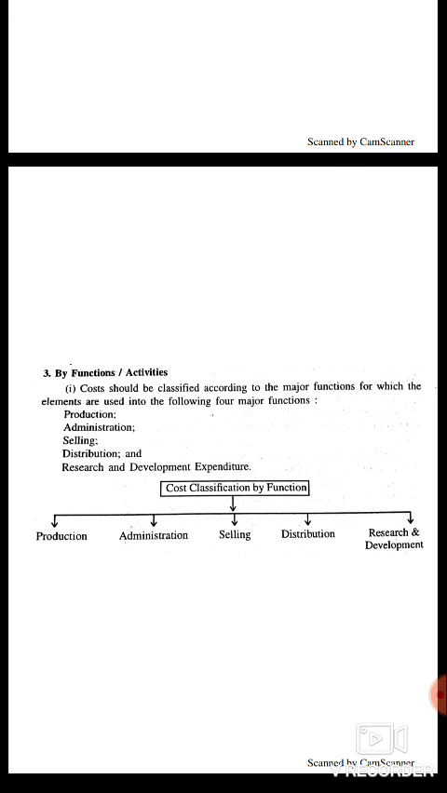Research and development costs are the costs for undertaking research to improve the quality of a present product or improve the process of manufacture, develop a new product, market research, etc.